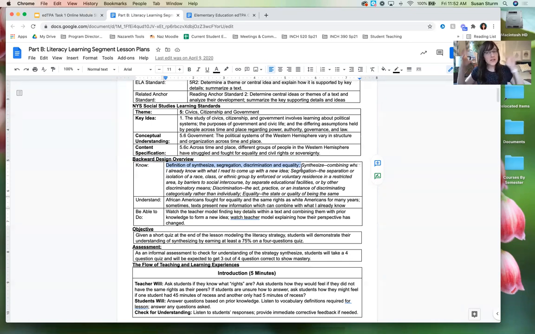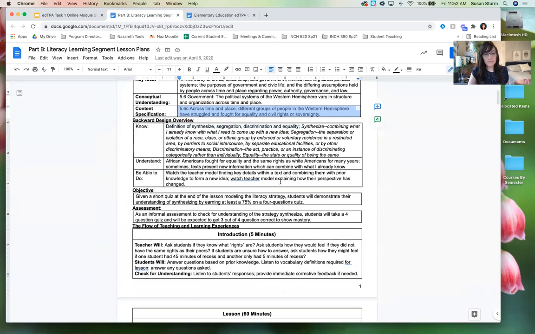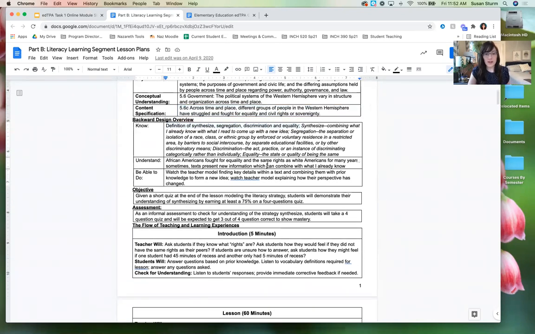So I can already start to picture what this will be like. She's teaching synthesize around segregation, discrimination, and equality. That sounds like a perfect match for this 5.6C. Students will understand that African Americans fought for equality and the same rights as white Americans for many years. So that's the social studies understand. Don't forget, these are literacy lesson plans first. So she's also got that sometimes texts present new information, which can be combined with what I already know. That is what synthesize means. And that's important for your 5th graders to understand.